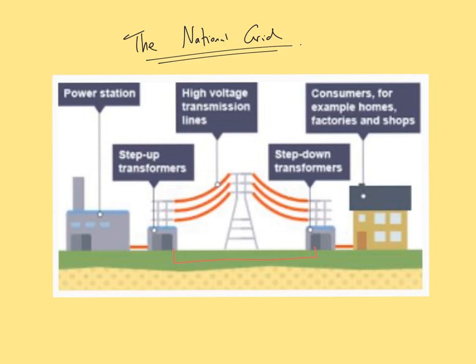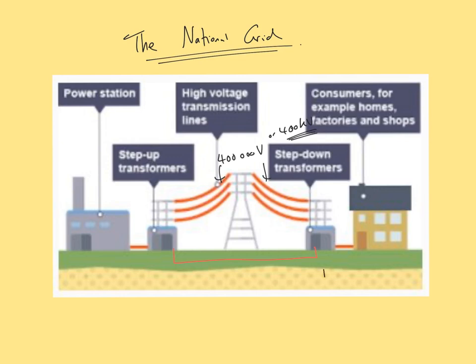It varies along different parts of the national grid, but the actual cables above and below ground can carry anywhere up to 400,000 volts in the cables running through the system. Or if you prefer, you could put that as 400 kilovolts. Now, as you can see, that's a very, very high voltage or potential difference.